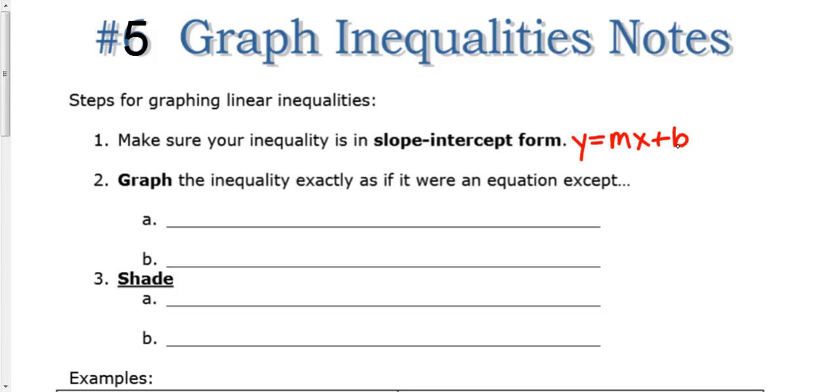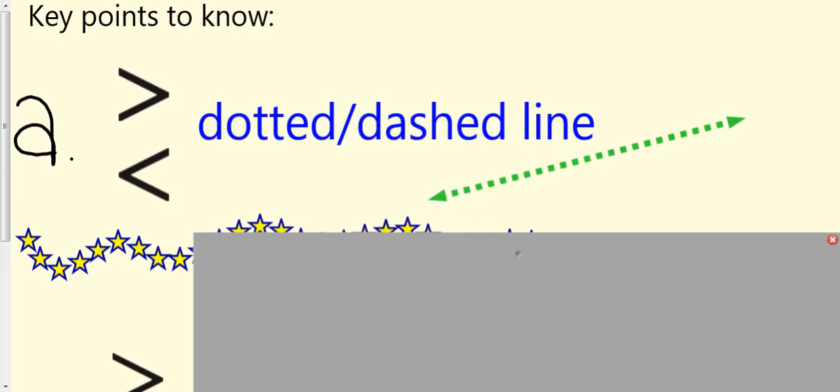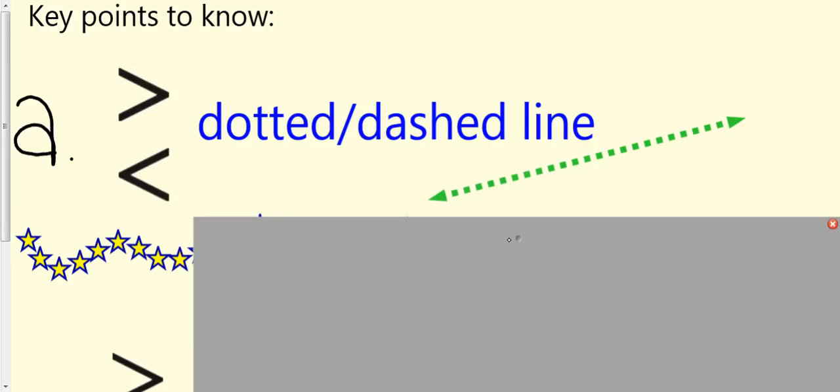Then the next thing we're going to do is graph everything else the same, where we find our y-intercept, and then we complete our slope movement. And then the next thing is part A. Go ahead and put in greater than or less than. If you have a greater than or less than inequality, you are going to create a dotted or dashed line.